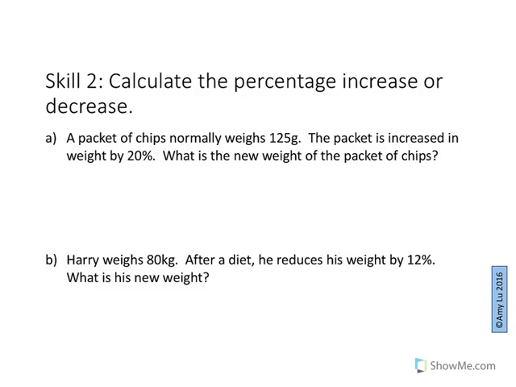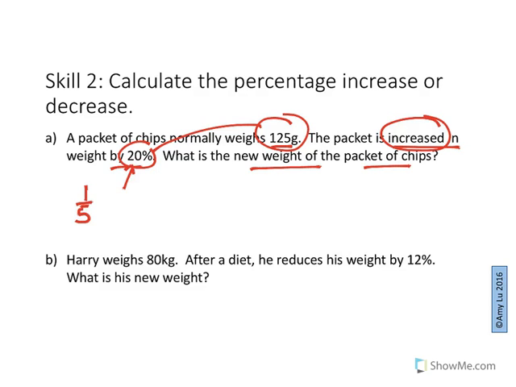Now, to calculate percentage increase, let's go through some problems. A packet of chips normally weighs 125 grams. The packet is increased in weight by 20%. What is the new weight of the packet of chips? So what you have to do is 2 things. Number 1, you have to find 20% of 125. And then once you know that, because it's increased, you have to add on to the 125. If I want to find 20% of 125, I also know 20% is 1/5, so I could do it this way as well.